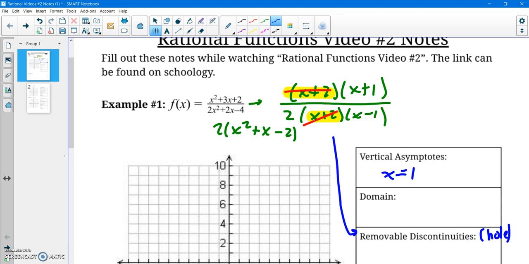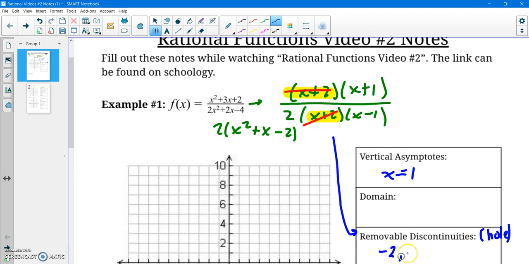It's a super small hole. If you type this into your graphing calculator, you wouldn't even see it. If you typed it in Desmos, you wouldn't even see it. It's a super tiny hole, just at that one point. So that hole happens at x equals -2, because that's where x plus 2 would be 0.